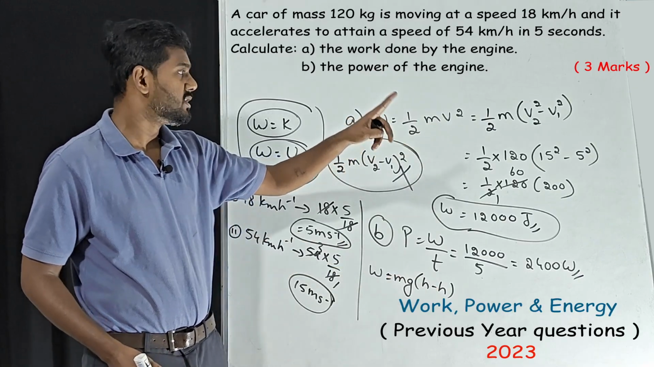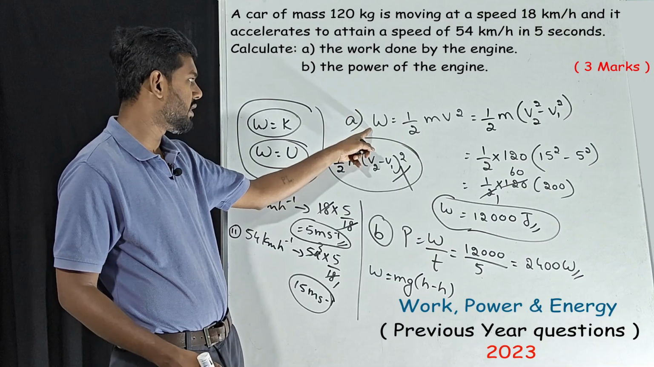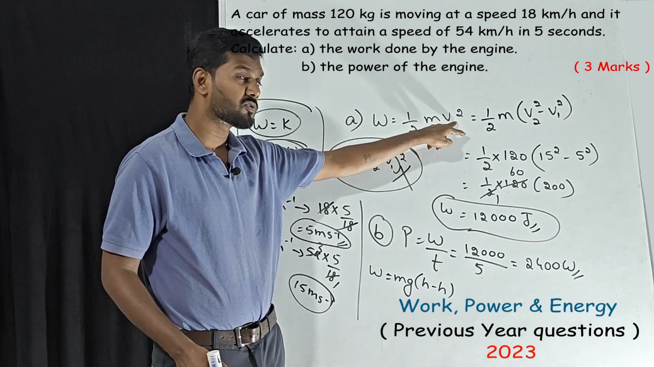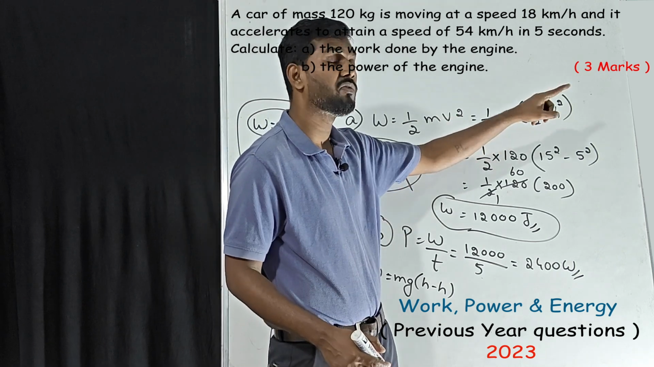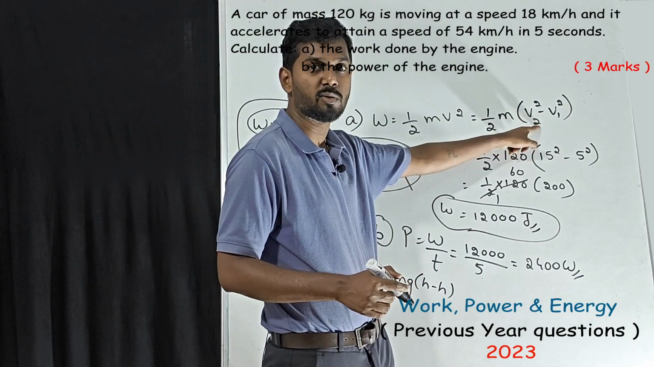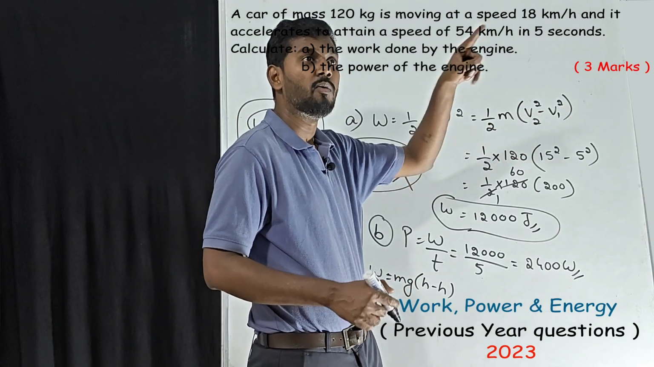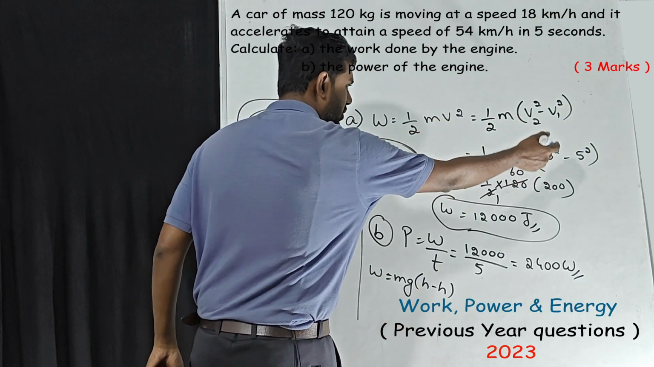In this case, see here it is half mv square. Why? Because velocity is given. So work done is equal to kinetic energy, half mv square. So for v square we have two values, correct? It will not be v2 minus v1 whole square. It is v2 square minus v1 square. You have to be very careful here. Why is it v2 first? Why not v1 first? Because v2 value is greater. That's why. Then substitute the values.